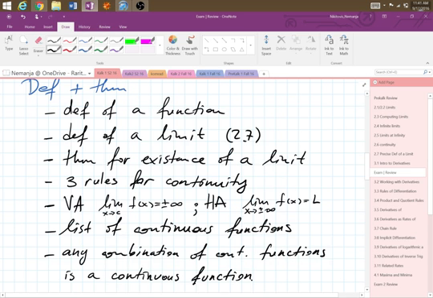Make sure you memorize the list of continuous functions. You already know all of the polynomials, all of the sines and cosines, all of the exponentials, all of the logarithms, all of the square roots on their respective domains, right? Square root is only 0 to infinity, but it's continuous everywhere on its entire domain. And then also know that any combination of continuous functions is a continuous function. Be careful with division, because if the denominator can be 0, it's going to be discontinuous there.